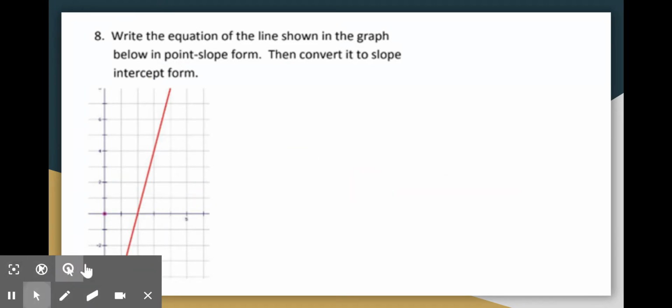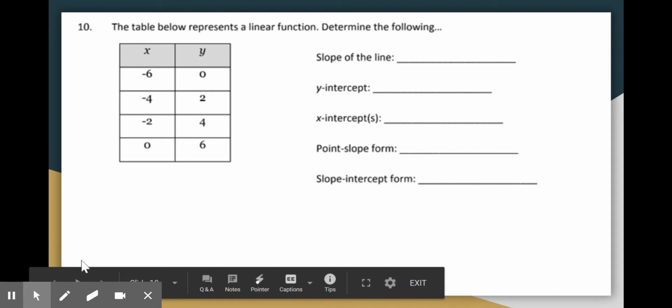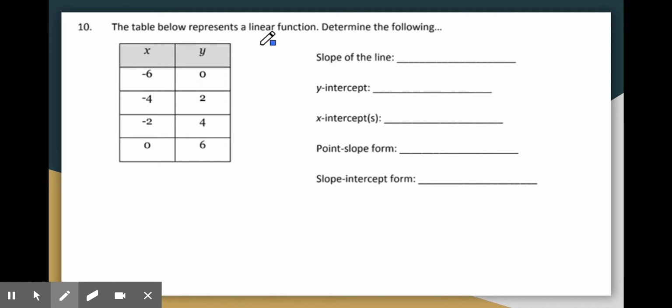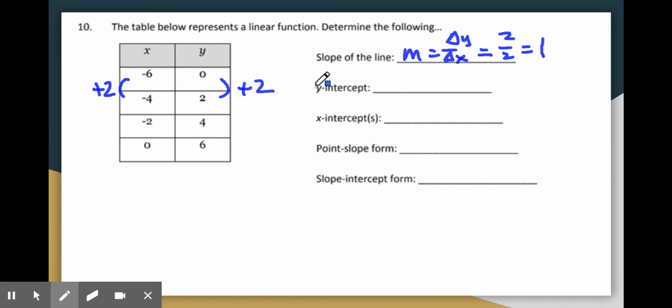A lot of this stuff should be familiar to you, just a new form, even though you already knew that. Okay, here we go. Here's the table. Figure out the slope. The slope is going to be delta y over delta x. The y's are going up by 2. The x's are also going up by 2. So we have 2 over 2. So the slope is 1. The y-intercept is where the x is 0: 0, 6. The x-intercept is negative 6, 0, where the y is 0.